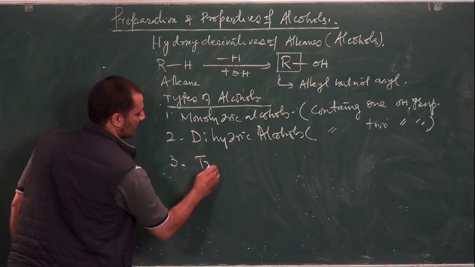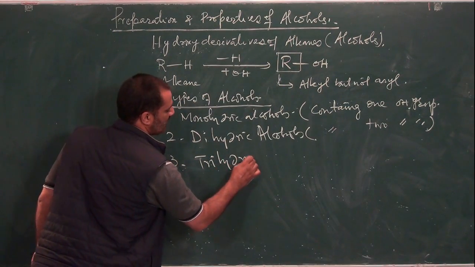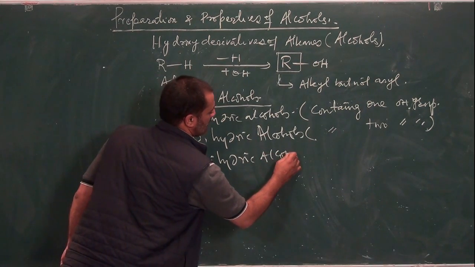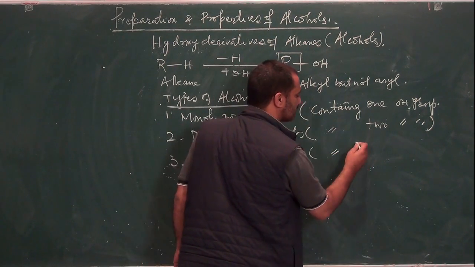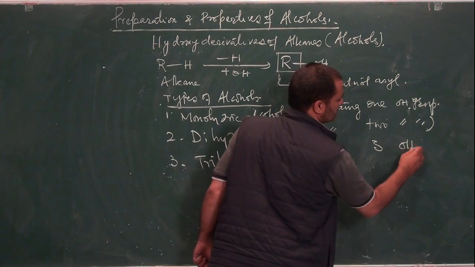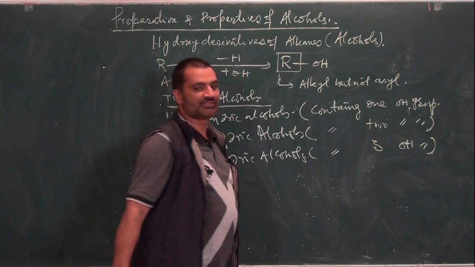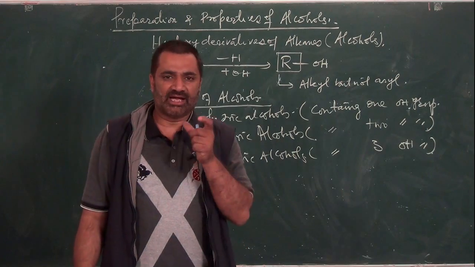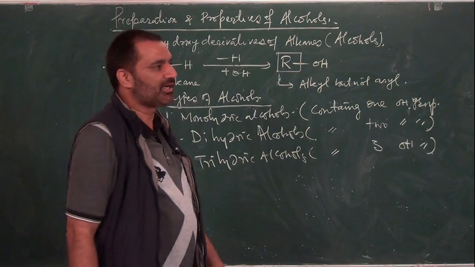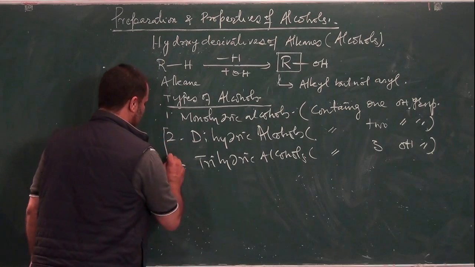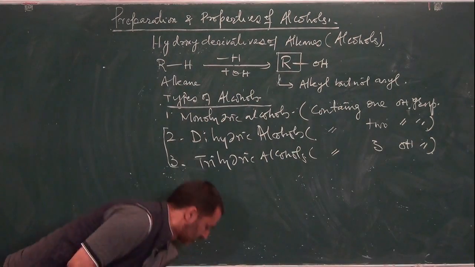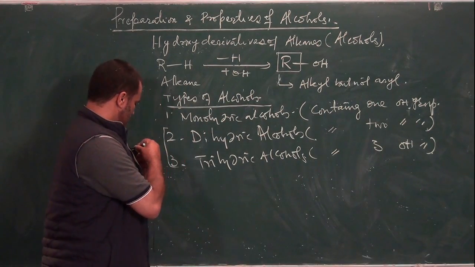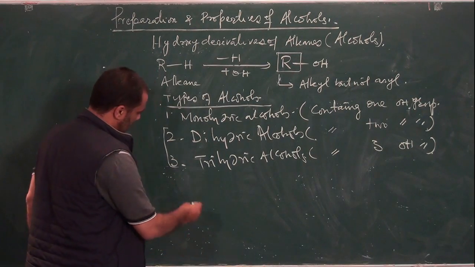Third, trihydric alcohols. Alcohols containing three OH groups are known as trihydric alcohols. Dihydric and trihydric alcohols are known as polyhydric alcohols. These are collectively known as polyhydric alcohols.